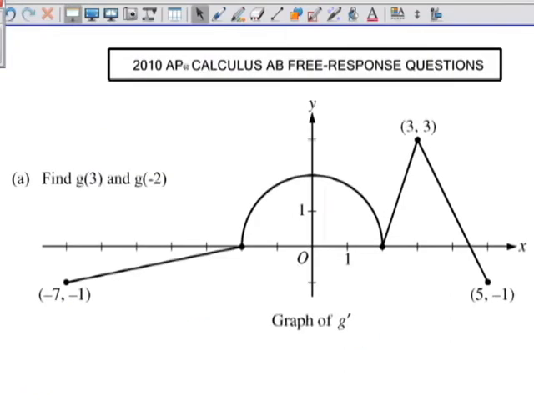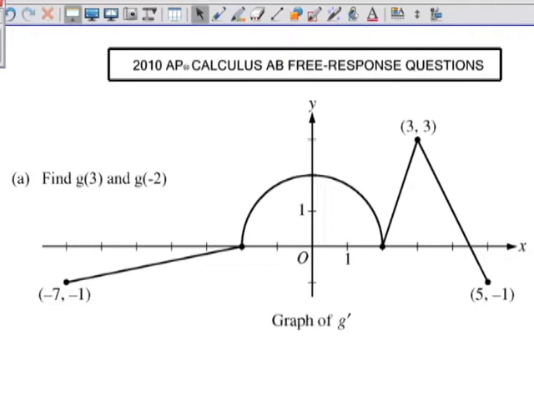The function g is defined and differentiable on the closed interval -7 to 5 and satisfies g of 0 equals 5. The graph of y equals g prime of x, the derivative of g, consists of a semicircle and 3 line segments, as shown in the figure here. To solve this problem, you need to know the basic properties of integrals, their definitions both as the area under the curve and the antiderivative.